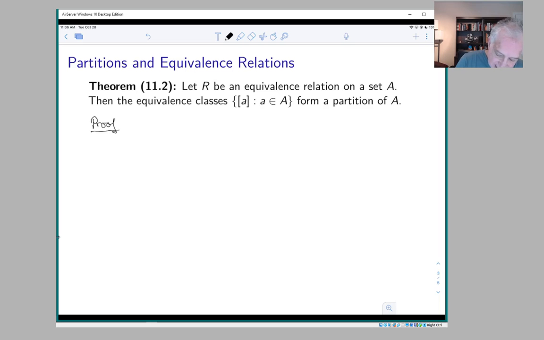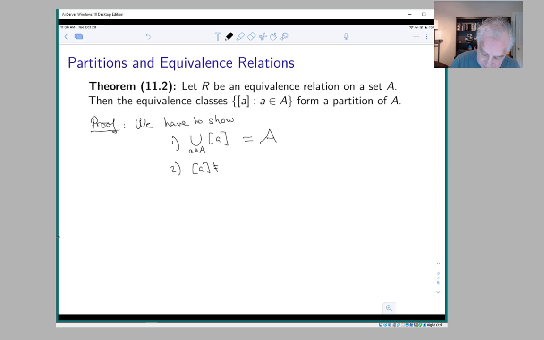It's always a good idea to think about what we have to show. We have to show two things. First of all, that the union over all a in A of the equivalence classes [a] is the set A. And second of all, we have to show that if two equivalence classes are different, then their intersection is the empty set.